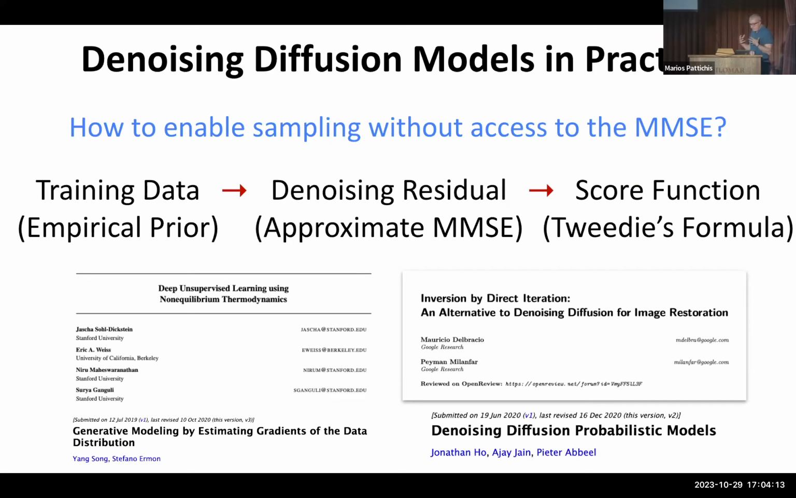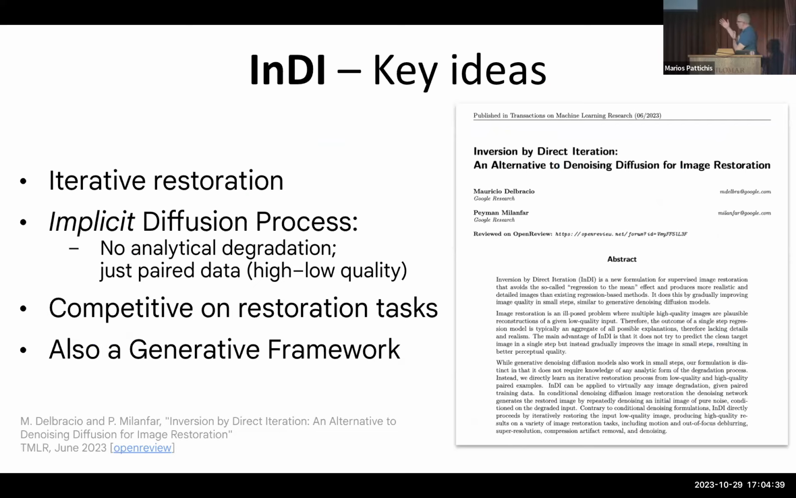So now, if we want to think about this in practical terms, how do we do this? Well, you have training data that gives you an empirical prior. You have a denoising residual that approximates the MMSE, and you get the score function, and then you have this ODE, which you solve with some numerical technique. That's the essence of these ideas. So we wrote a paper that explains things in these terms, and if you're interested in reading more about it, I would love to get your feedback on this.